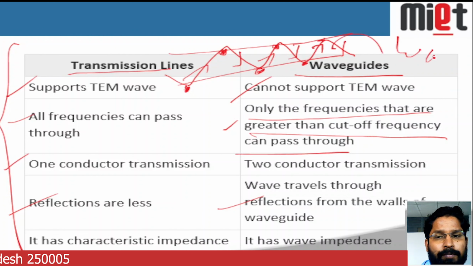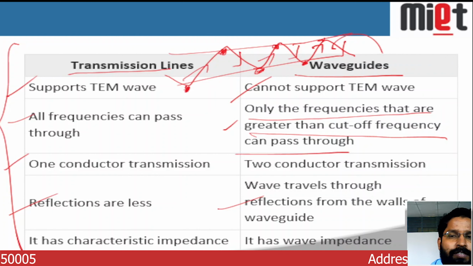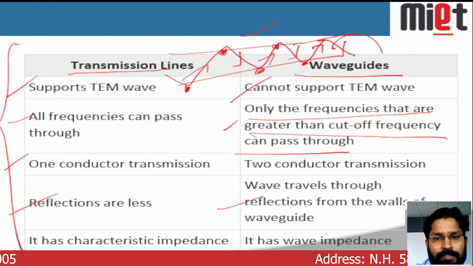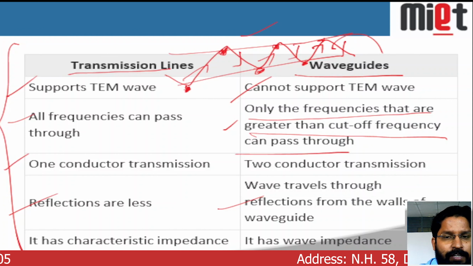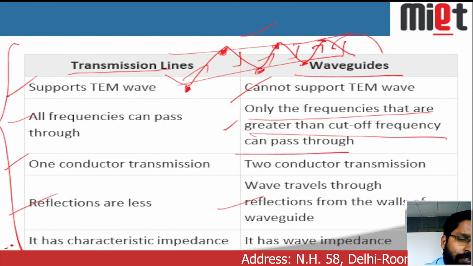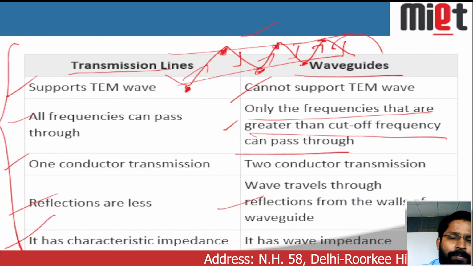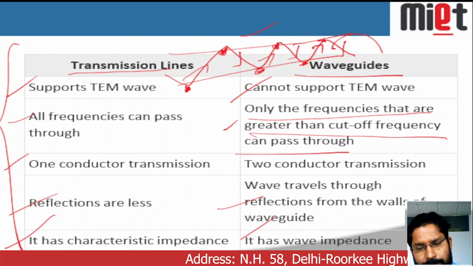This one is the waveguide. The dotted lines indicate the reflection. It has characteristic impedance. It has wave impedance, the waveguide impedance.